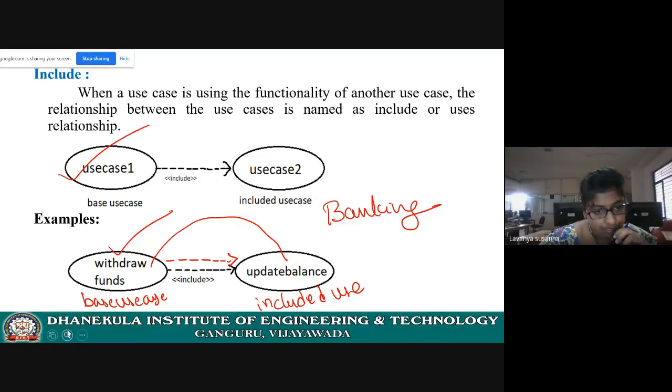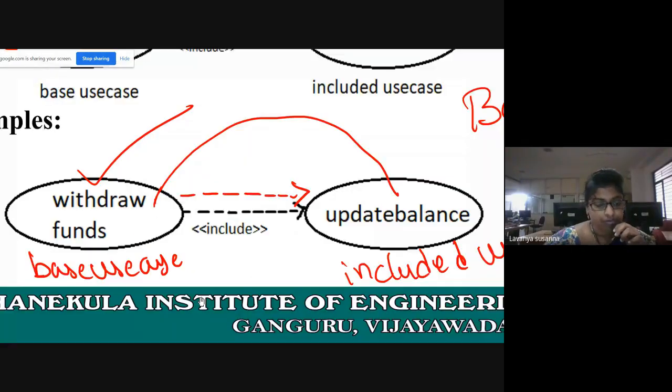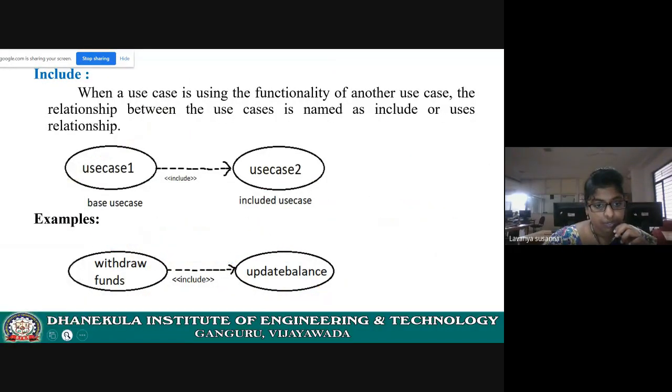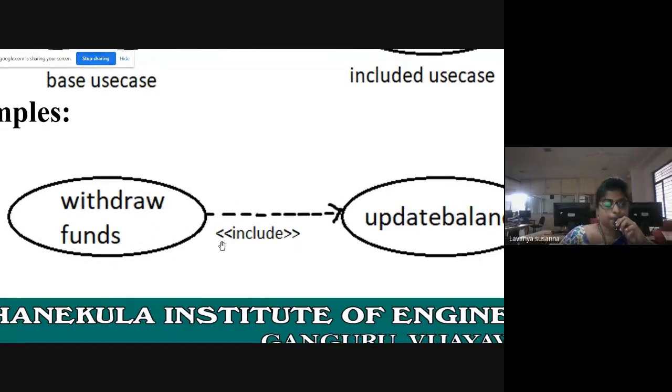One second, I will zoom it. See here. Withdraw funds. Compulsorily after withdrawing, the balance must be updated. That's why this use case will use the functionality of update balance. While it is executing, after withdrawing is completed, compulsorily this withdraw funds must call update balance. Without update balance, this withdraw funds is incomplete, it cannot be executed.